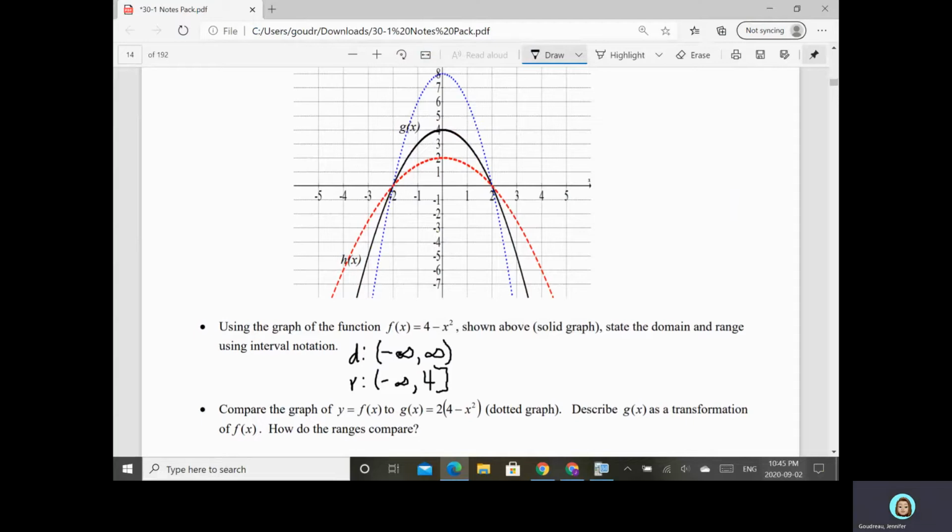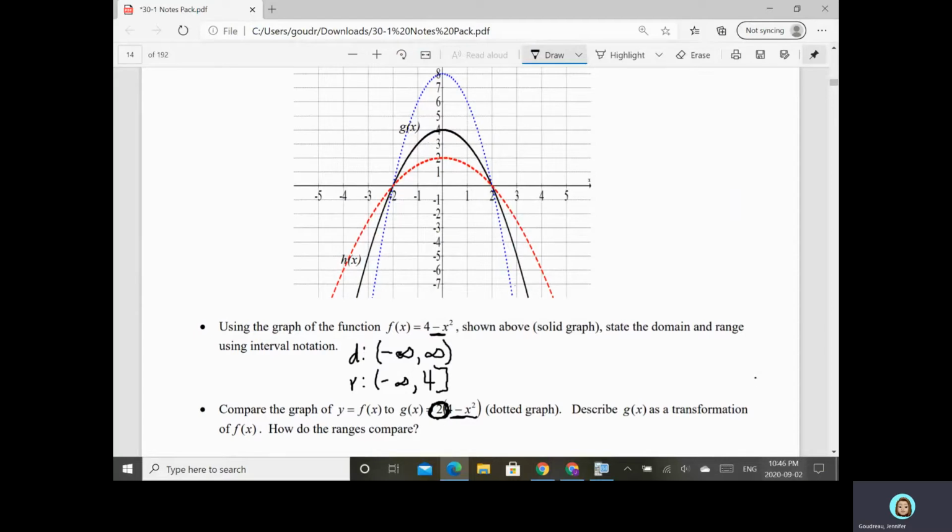Okay, let's compare two graphs. We're going to compare f(x), which is this black graph in the middle, with g(x). Now, let's look at the equation of g(x). g(x) is the exact same equation as f(x), except there is a coefficient of 2 in front. So our parameter a is 2. Let's look up here and look at what that graph looks like. Here is g(x). g(x) is this blue dotted graph right here. It is the result of putting the coefficient of 2 in front of f(x).